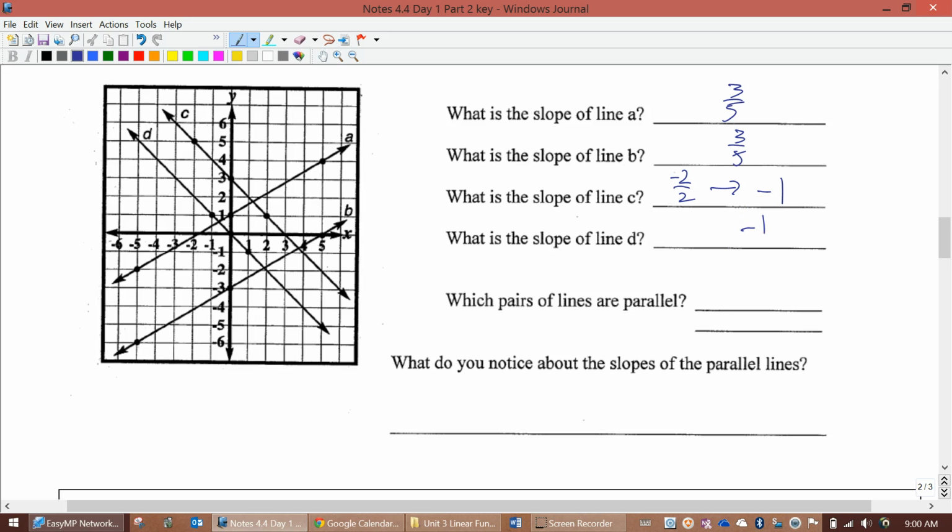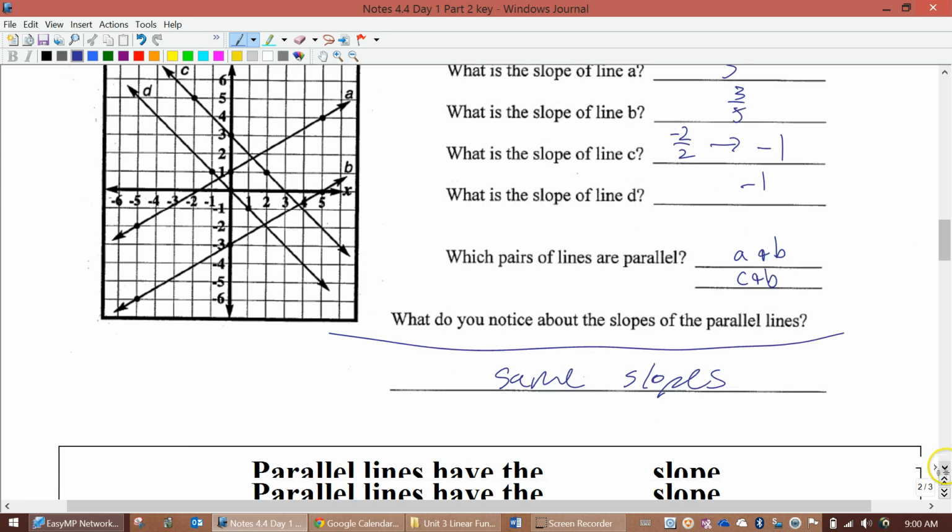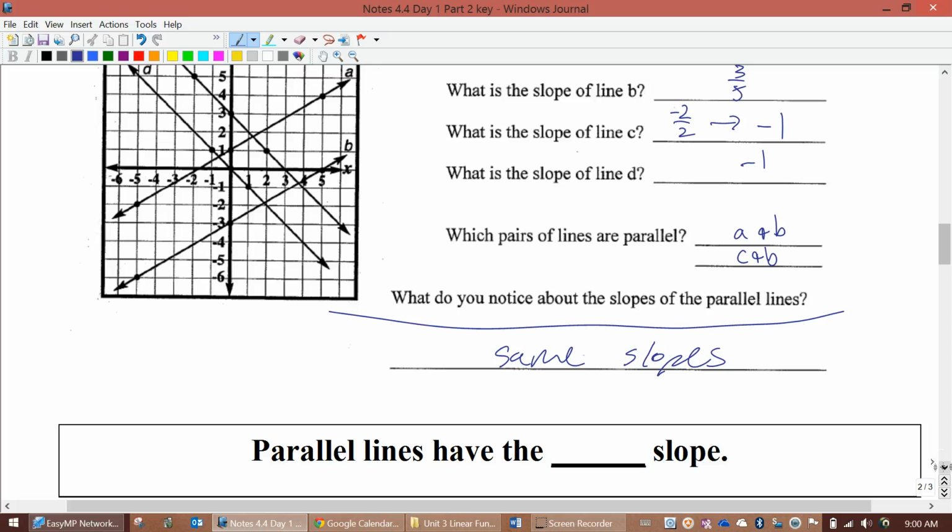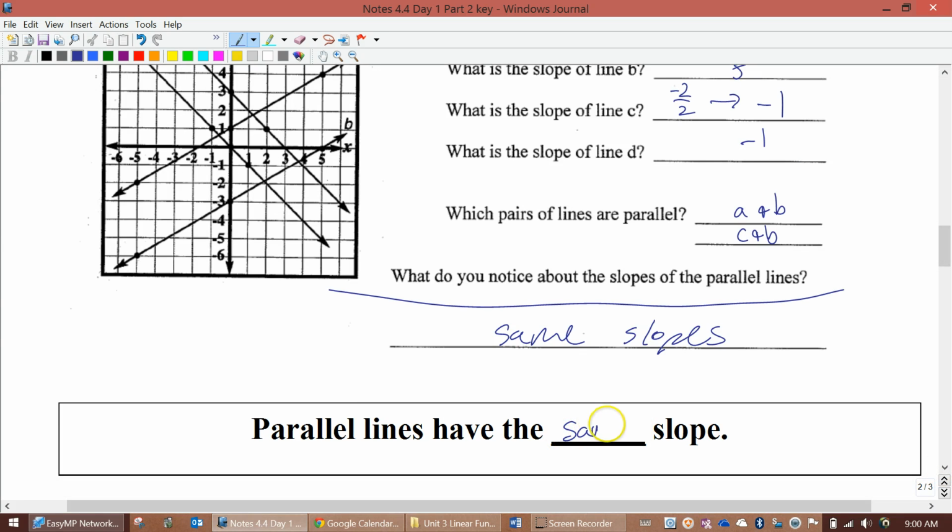Which pairs of lines are parallel? A and B and C and D. What are the slopes of parallel lines? Same slope. Yep. We talked about that yesterday. I just wanted to reiterate that, get you to walk through that again and prove to yourself again. Any time we're writing the equation of a line and we're talking about a line parallel to a given line, all we care about is that slope. That slope is the same. That's what we say here. Parallel lines have the same slope.